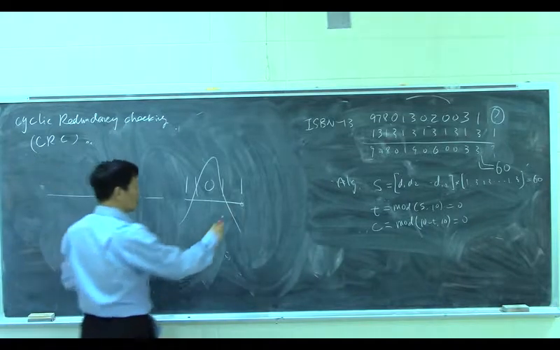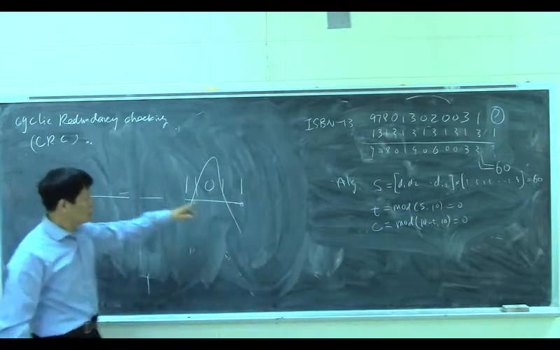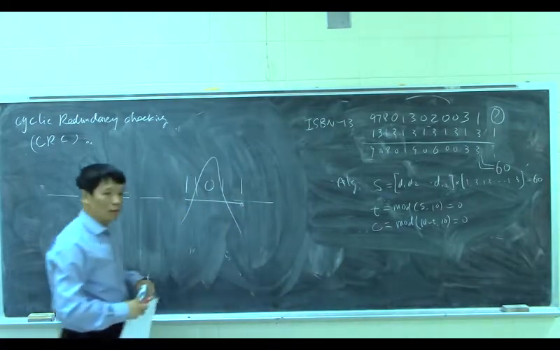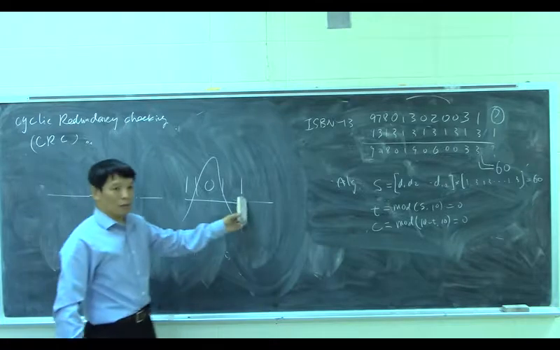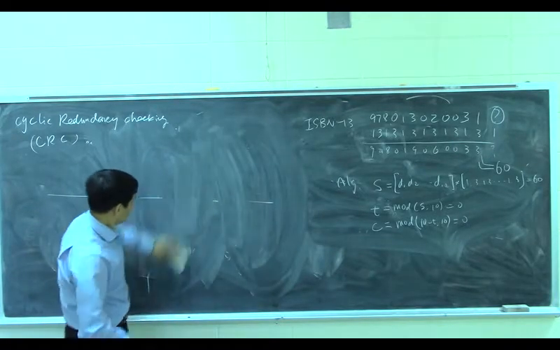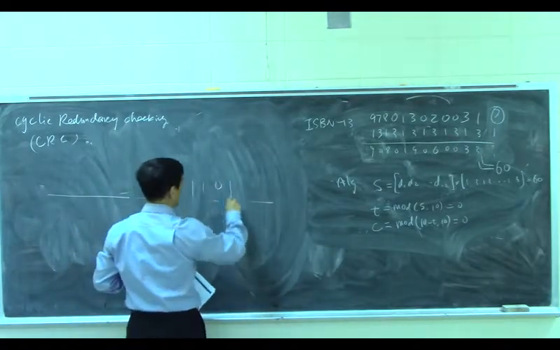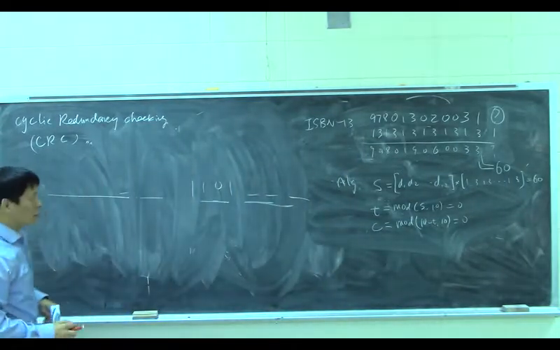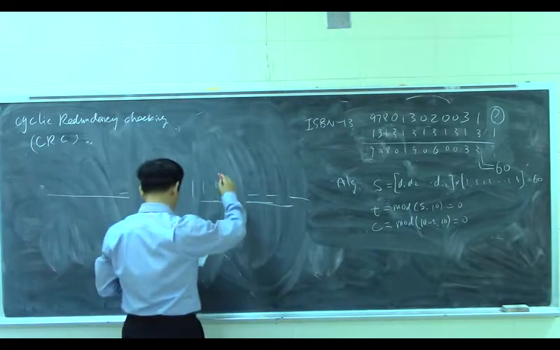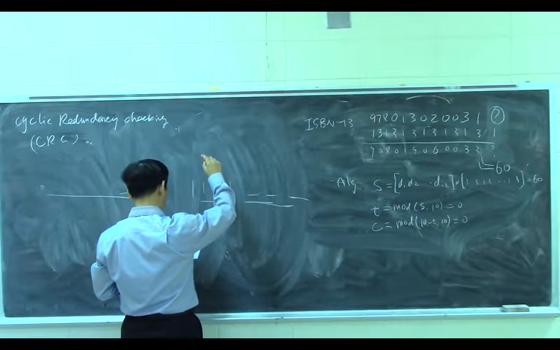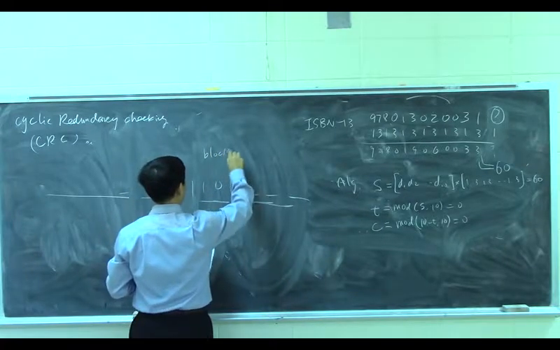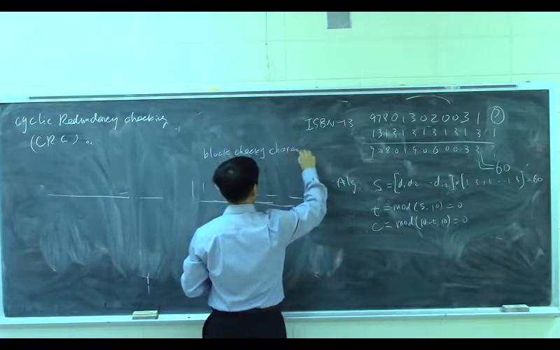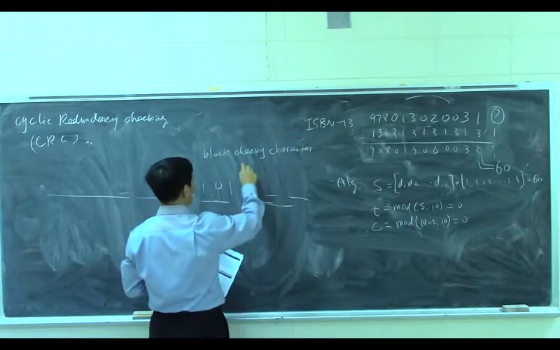Instead, we generalize this idea. Instead of a single digit, we are going to make this one as a block. So make more digits here. If we have a 1, 1, 0, 1 here, I can add several digits here. This is called a block checking character, called BCC.